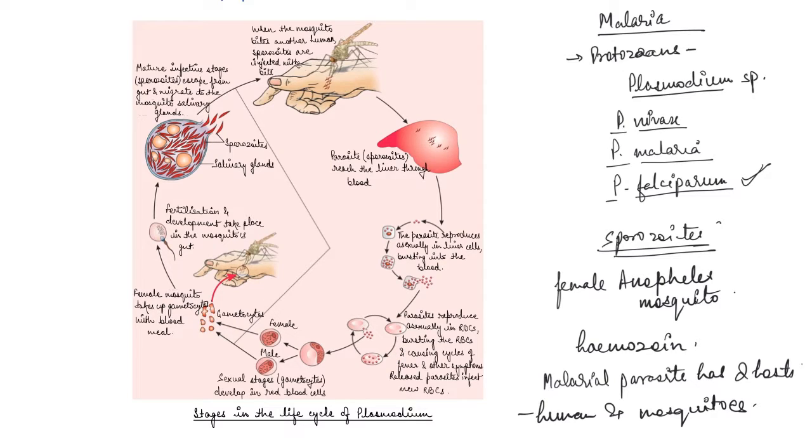Now basically the parasites reproduce asexually in the RBCs, they burst the RBCs, and they cause the cycle of fever and other symptoms, right? Now, these parasites infect new RBCs as well. And then they develop into gametocytes inside the red blood cells. So you have female and male both, right? Now, these male and female are already present in the blood, right?